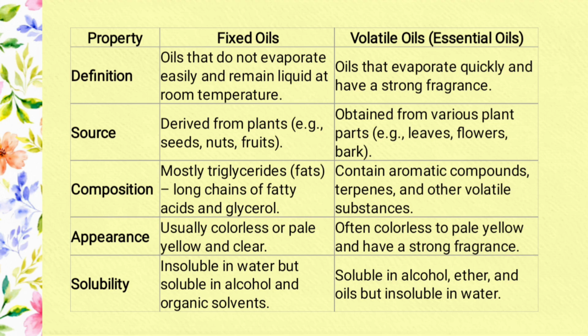Now talking about composition. When we talk about composition, fixed oils are mainly made up of substances like triglycerides, right? Which are nothing but combinations of fatty acids and glycerol. And these oils are mainly composed of fats. Whereas when we talk about volatile oils, these are aromatic compounds and terpenes. And they are also responsible for their strong smell, right? These oils are often more complex in terms of their chemical nature.